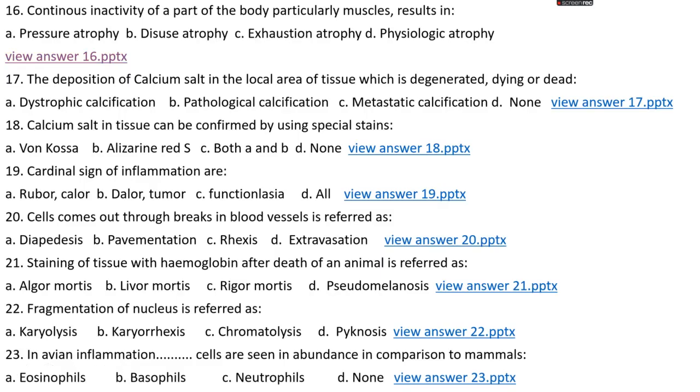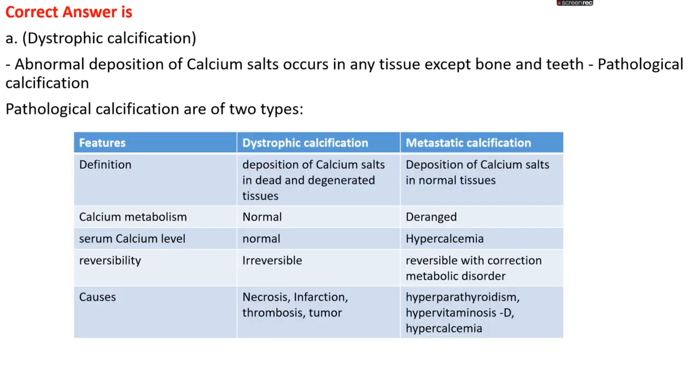Okay. Question number 17. The deposition of calcium salt in a local area of tissue which is degenerated, dying, or dead is known as: option A, dystrophic calcification; option B, pathological calcification; option C, metastatic calcification; or option D, none. The right answer is option A, that is dystrophic calcification.